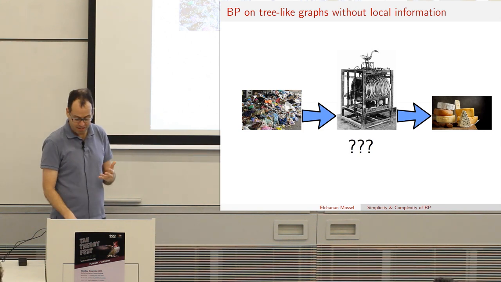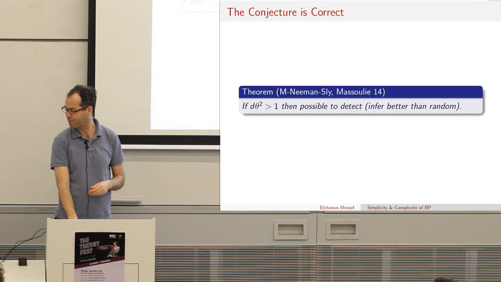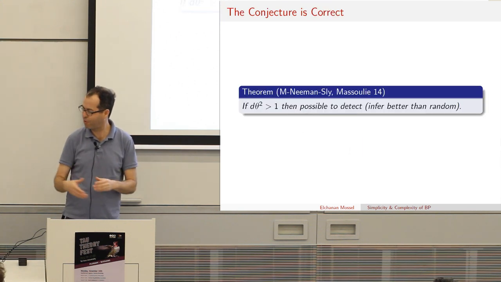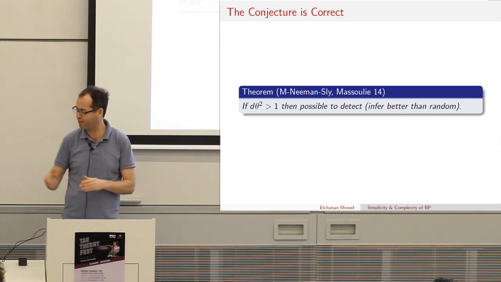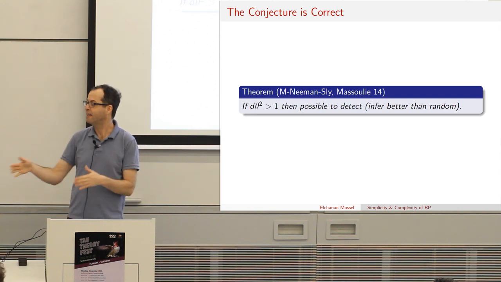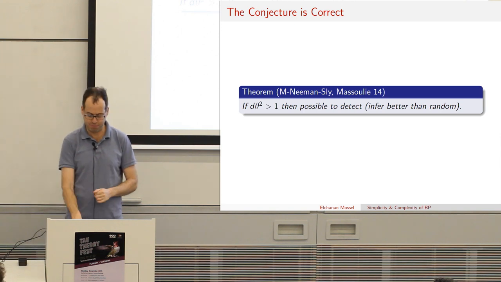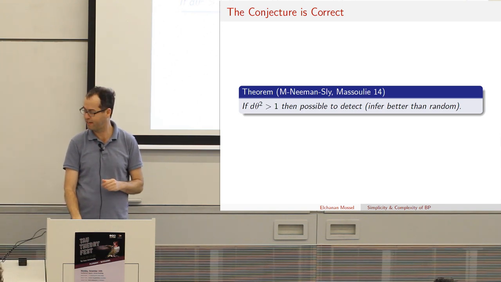This led us to this work with the physicists to understand if this is also what's happening here. And it does. Everything that I'm talking about in this work is with Joe Neeman and Allan Sly, and in this part there was also independent work by Laurent Massoulié that actually showed that if d theta squared is greater than 1, then it's possible to detect. I'm just going to give you a hint of why this is true.